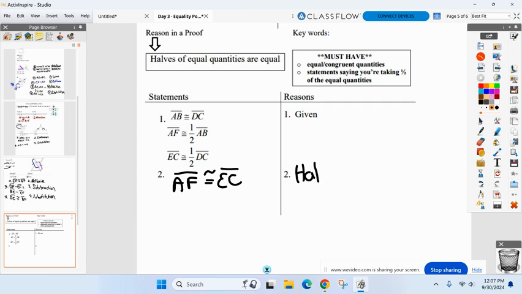This is now going to be our new and final one today, which is halves of equal quantities are equal. And you can do your little symbol. Halves of equal quantities are equal. We could write out the word equal, I guess, but I think we're okay.